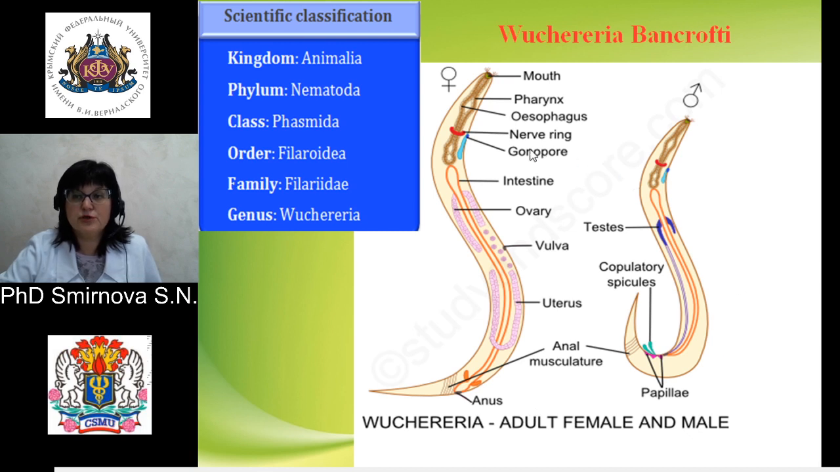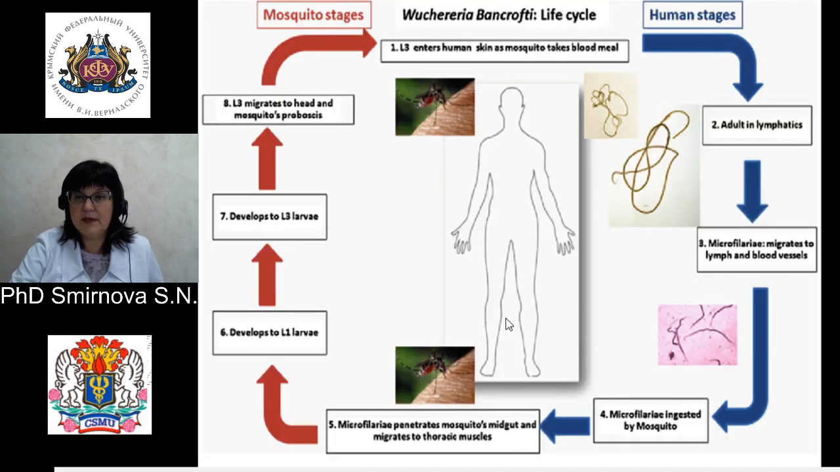Morphology of Wuchereria bancrofti is typical for class nematodes. In the life cycle, the definitive host is human and the vector transmits to humans. This is a mosquito from the genus Anopheles or the genus Culex.